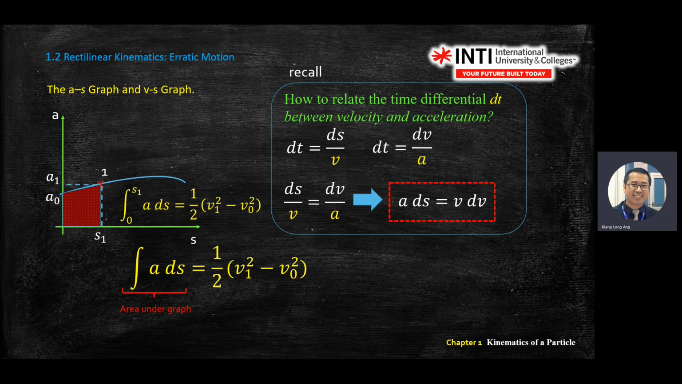A ds equals V dV, right? You integrate A ds, integrate V dV. What is the equation over here? When you integrate, what changes to the V? V power what? 1. When you integrate, it becomes V squared divided by 2.